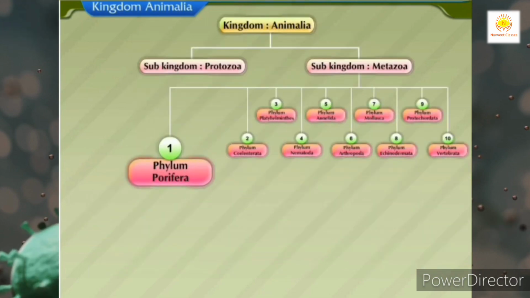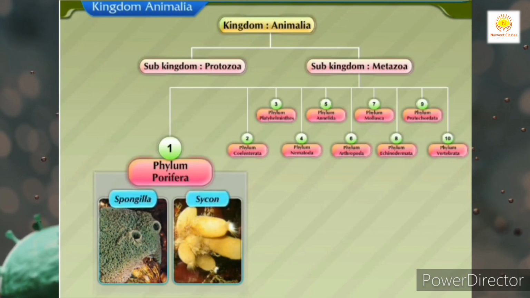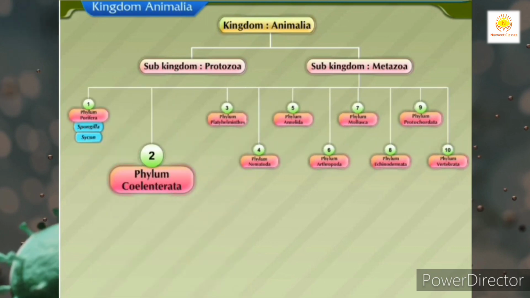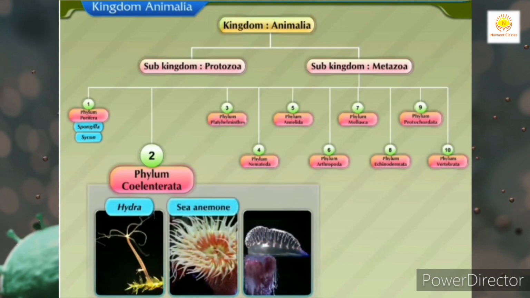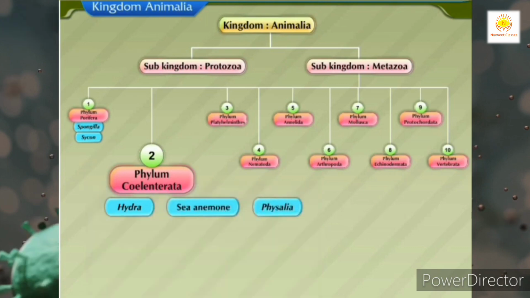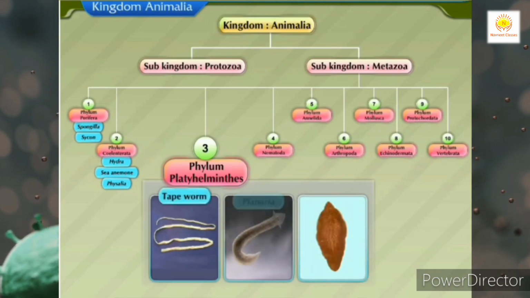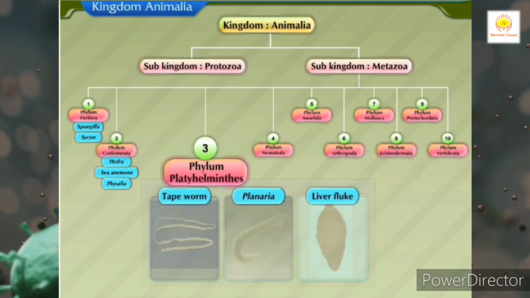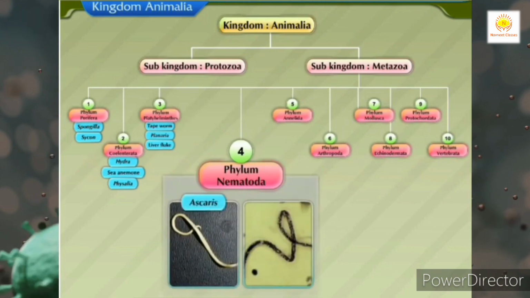1. Phylum Porifera, with typical examples of all sponges like Spongilla, Sycon. 2. Phylum Coelenterata, with typical examples of Hydra, sea anemone, Physalia. 3. Phylum Platyhelminthes, with typical examples of tapeworm, Planaria, liver fluke. 4. Phylum Nematoda, with typical examples of Ascaris, Wuchereria.